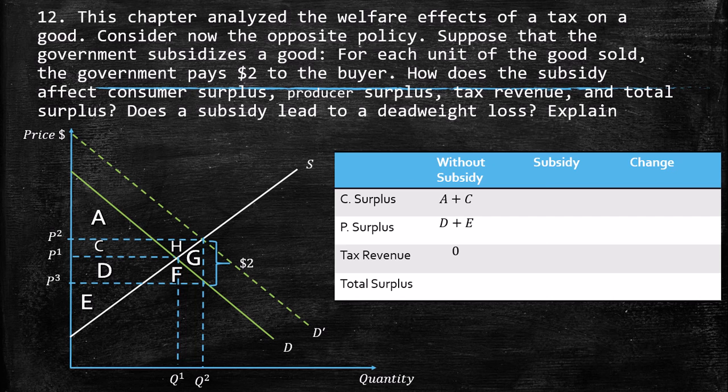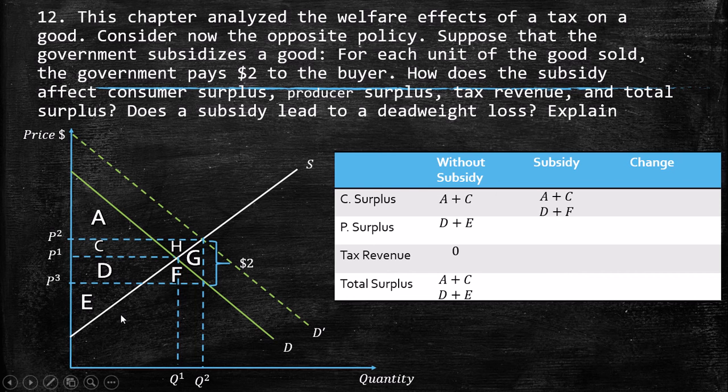It doesn't appear here in the free market case because naturally the government doesn't have any intervention in the free market. So at the end, the total surplus is A plus C plus D plus E.